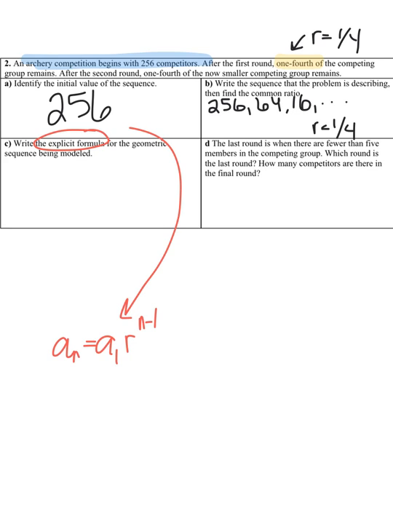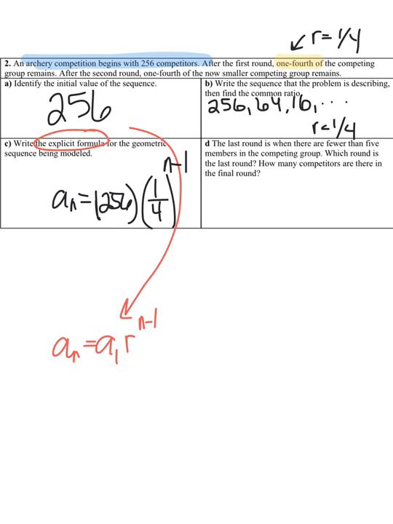So let's put it all together. I'm going to keep it general with a sub n equals a sub 1, which is 256. R we found to be 1/4. And to the n minus 1 power. And now I can literally find any term I want in this sequence. The last round is when there are fewer than 5 members in the competing group. Which round is the last round? How many competitors are there in the final round?